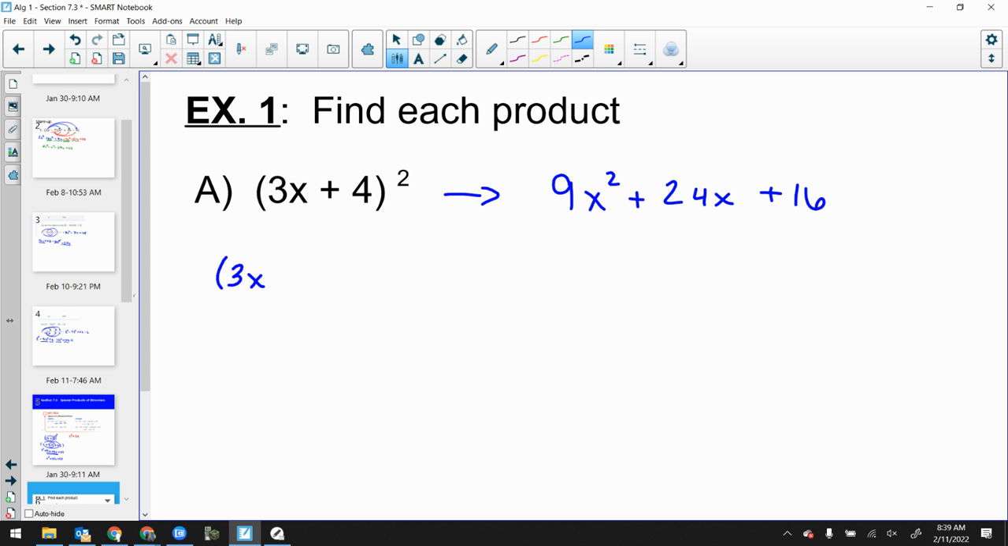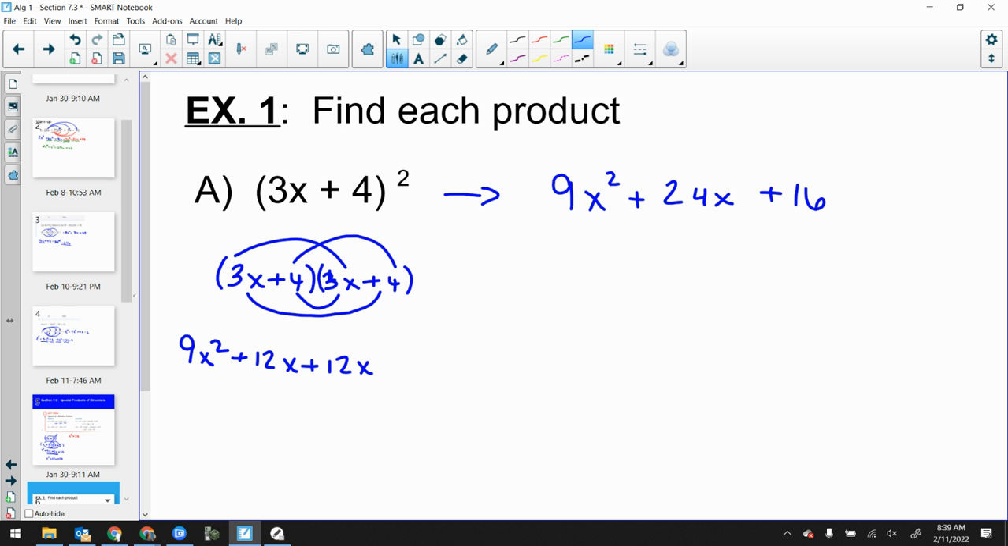Let me show you that foiling, 3x plus 4. Foiling also works. 3x times 3x. 3x times 4. Another 3x times 4. 4 times 4. Don't I get the exact same thing?